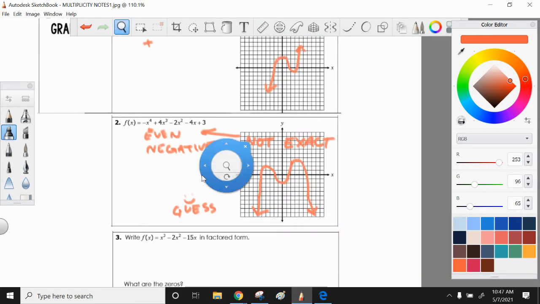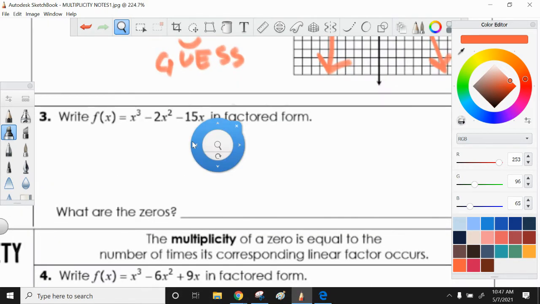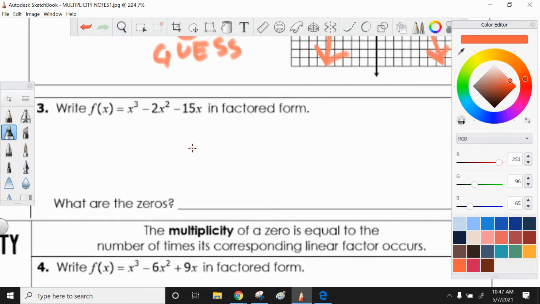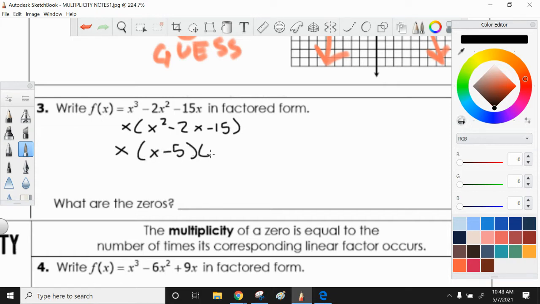So moving on. What is this function in factored form? Okay, so this is something that we've already talked about this year, the relationship between factors and zeros. I need to start with a GCF of taking out an x, and I will be left over with a trinomial that I can factor with the shortcut trinomial, -2, -15. I know that's going to be x minus 5, x plus 3.